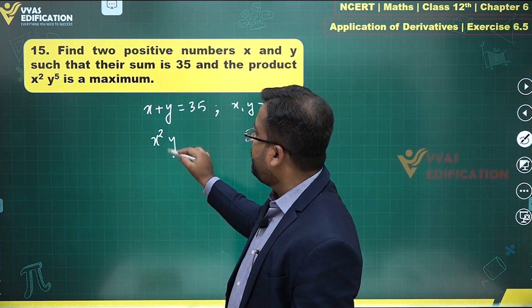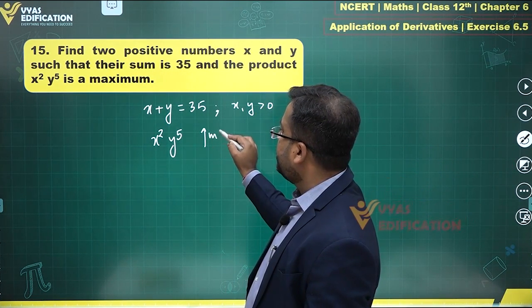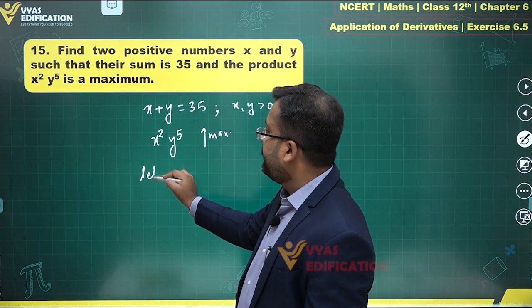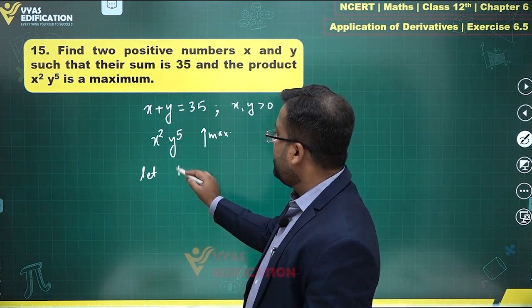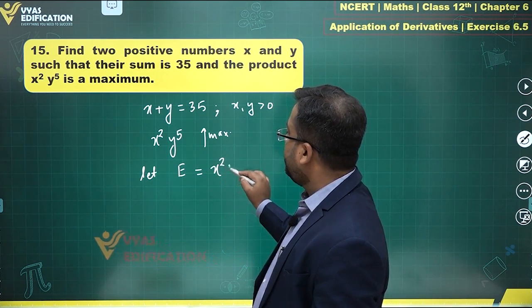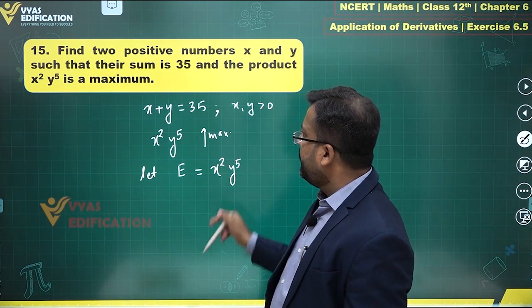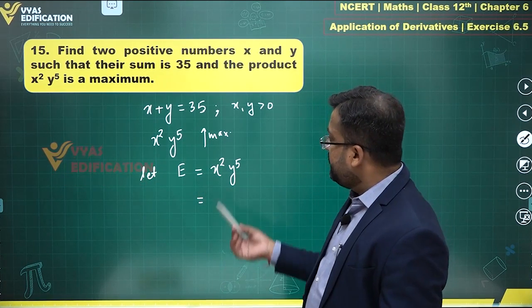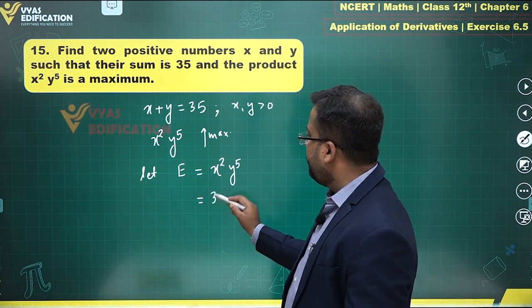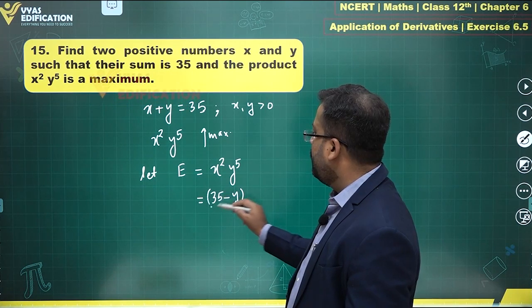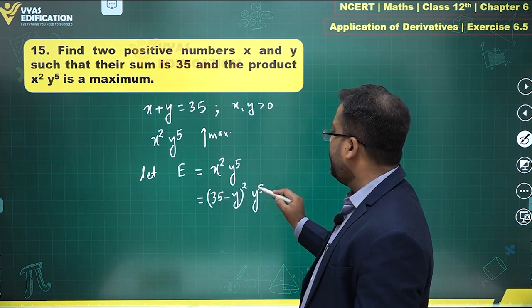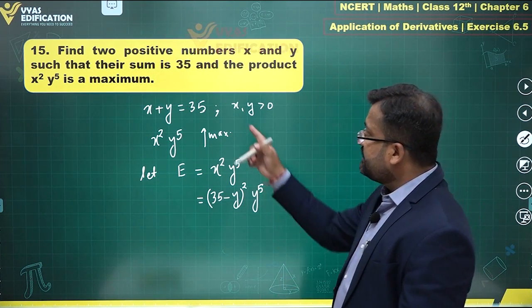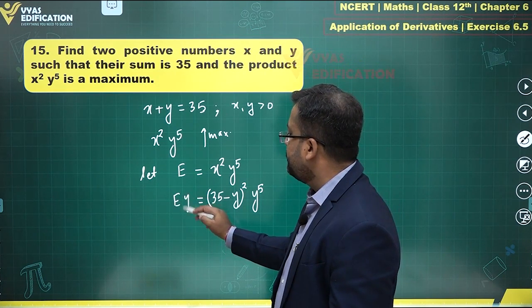X square y power 5 has to be maximized. Let the expression E be x square times y power 5. Let's eliminate one of the variables using that condition, and we can easily eliminate x, which has the lower power. This is 35 minus y whole square times y power 5. Since x plus y is 35, this is an expression in terms of y.